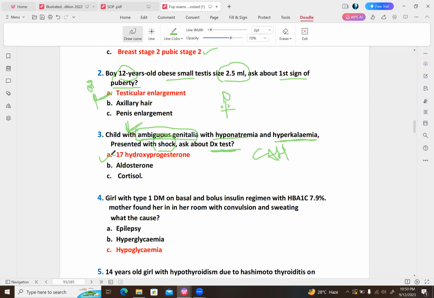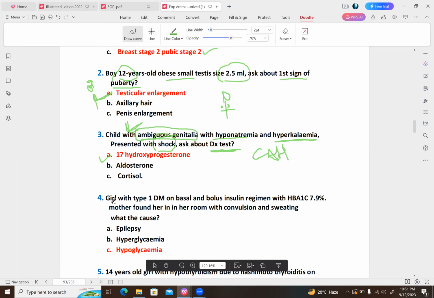All right. These topics need to be discussed in a bit detail. I will try to in the second session for this ambiguous genitalia and gender differentiation and precocious puberty. This should be discussed in the second session. Otherwise, it would take too much time. Let's proceed towards the next question.